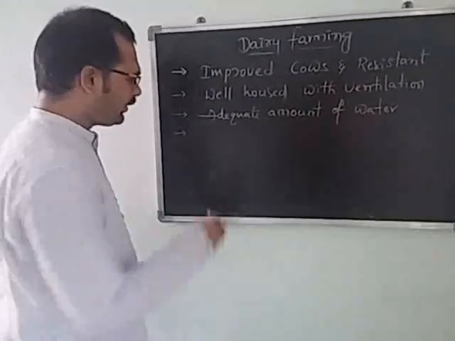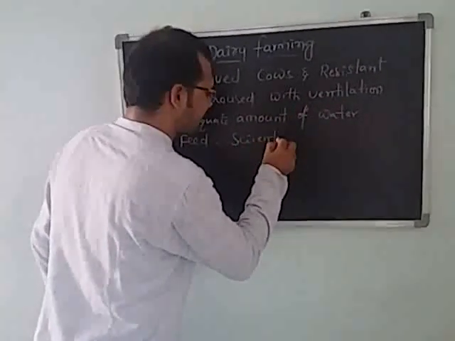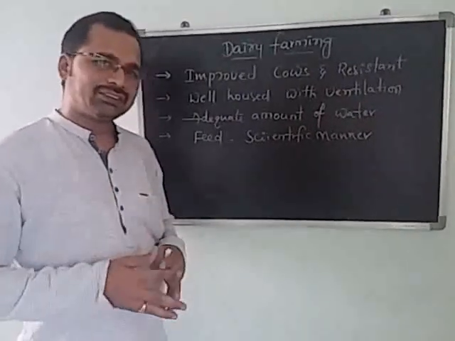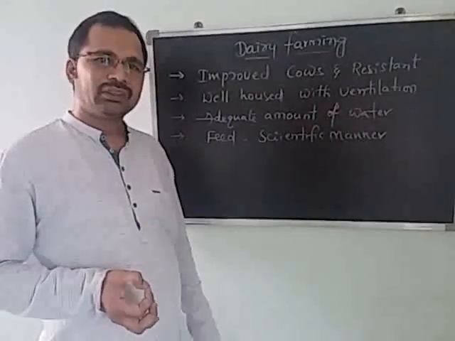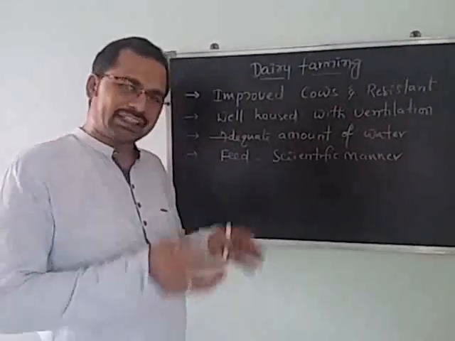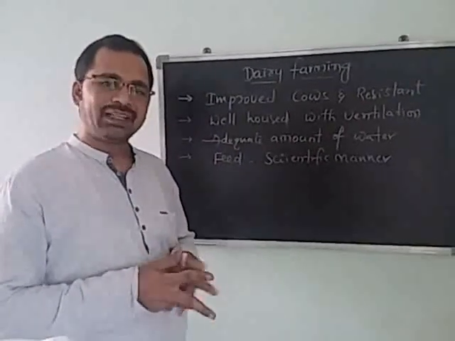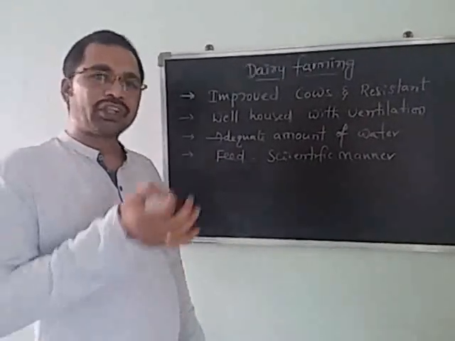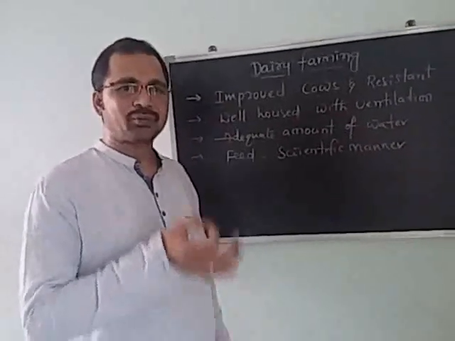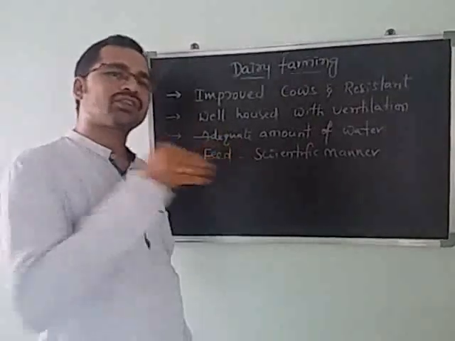Next, feeding in a scientific manner. What is the meaning of scientific manner? What type of feed are we providing to the cattle? That is the fodder. Scientific manner means providing a proper amount of cellulosic and concentrate food, oil cake, and protein food, a balanced diet. If we provide proper food to the cattle, we can get good milk production and a good profit.